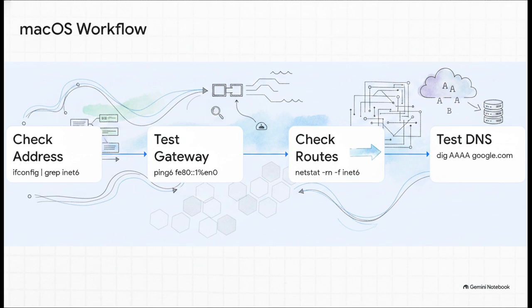Because link local addresses aren't globally unique, your Mac has literally no idea which physical interface to push that ping out of unless you specifically tell it. Then you wrap up by checking your routing table with netstat and testing your DNS using dig.